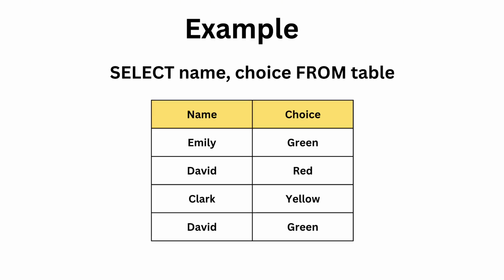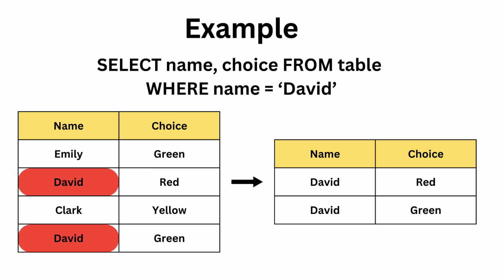So let's actually walk through the very basic syntax of what this would look like. And we'll do this with the example table we saw before, where we have some names and some color choices. So in order to get back both columns from the table, we could just say something like select the name, choice columns from table. So now let's try to get only the people named David. So there's a condition there where I want the name column to be equal to the string David. So the way I do this is I say select the name column and the choice column from table where name is equal to 'David'.